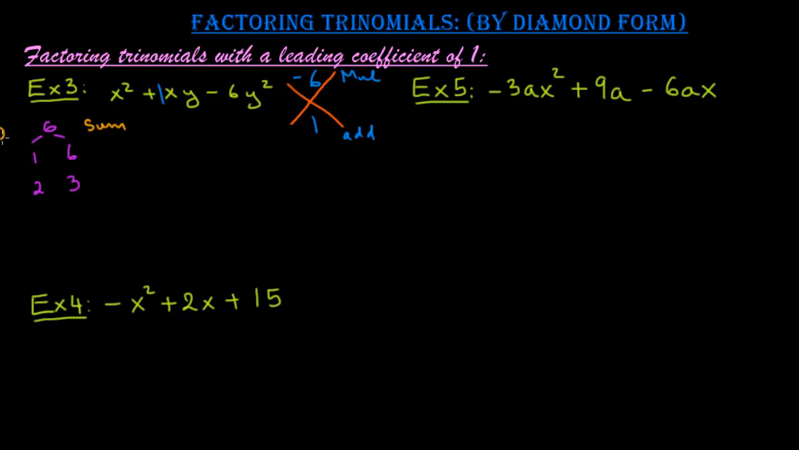So the sum and difference. The sum of 1, 6 is 7, 2, 3 is 5, and the difference is 5 and 1. So as we see, 2 and 3 is the pair that gives me the bottom number. So we fill in here 2 and 3. To get +1, we have to have -2 and +3. -2 plus 3 gives me +1, and -2 multiplied by 3 gives me -6.